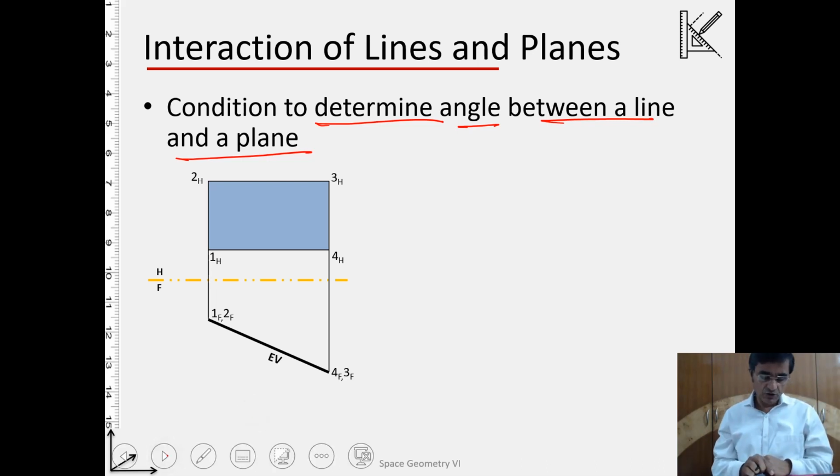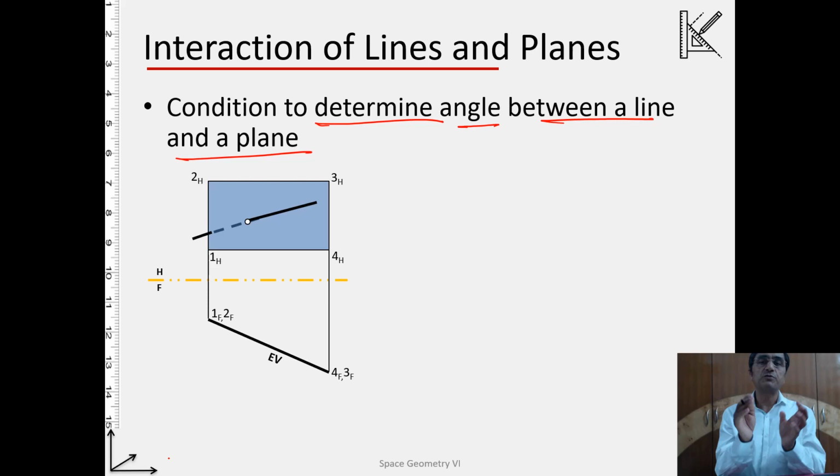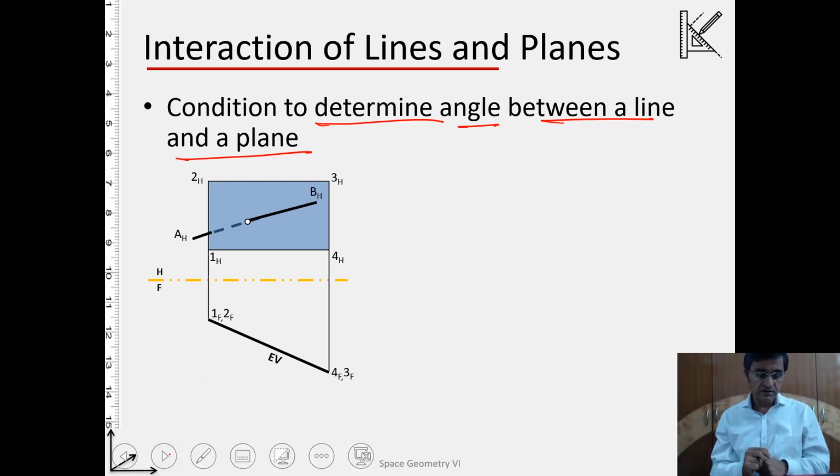Let there be a line also. And the line I'm drawing here now is the projection of the line on the horizontal. Let us give the line the name AH and BH. So the line AB, its projection on the horizontal plane is AH and BH. All right, the same line, its projection on the frontal is AF and BF.